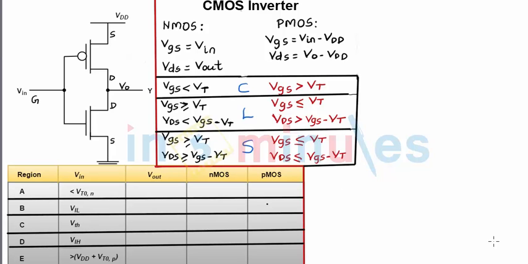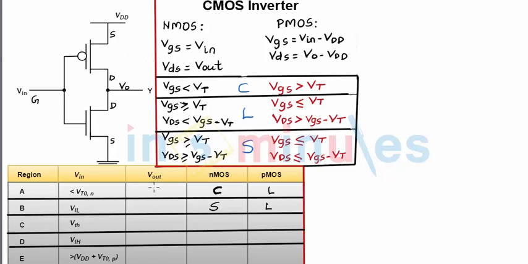The agenda of this clip is to identify the region of operation for my NMOS and PMOS transistor for the regions C, D and E. In the previous clip we have seen that for region A, my NMOS is in cutoff whereas my PMOS is operating in the linear region. For region B, when my input is equal to VIL, we have seen that my NMOS operates in saturation whereas my PMOS operates in linear region. At the same time, we have also seen the corresponding output.